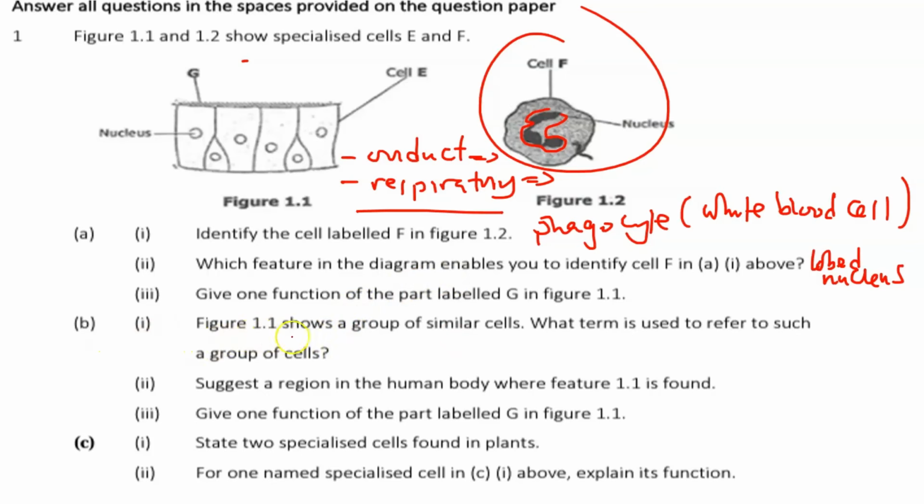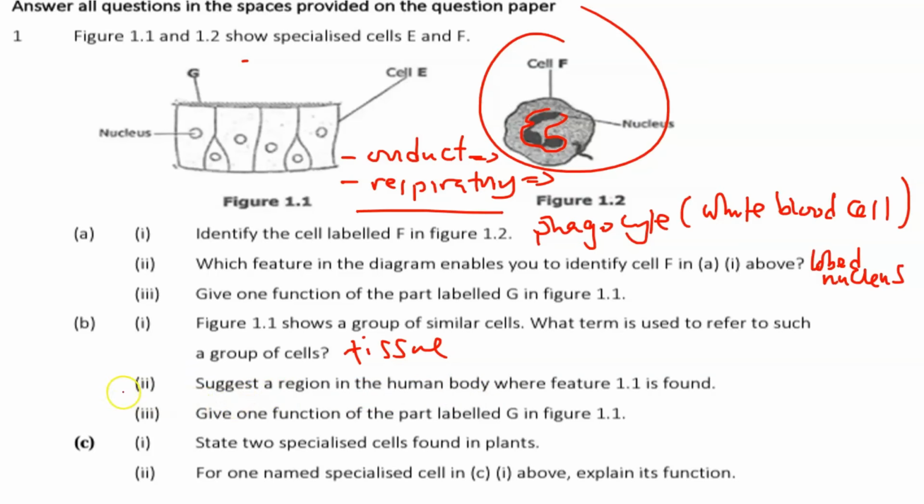Figure 1.1 shows a group of similar cells. What term is given to refer to such a group of cells? That is the definition of a tissue. A group of similar cells, or cells that are similar in structure, is called a tissue. A group of tissues is called an organ. A group of organs is called a system. A system makes up an organism. So that is cell organization.